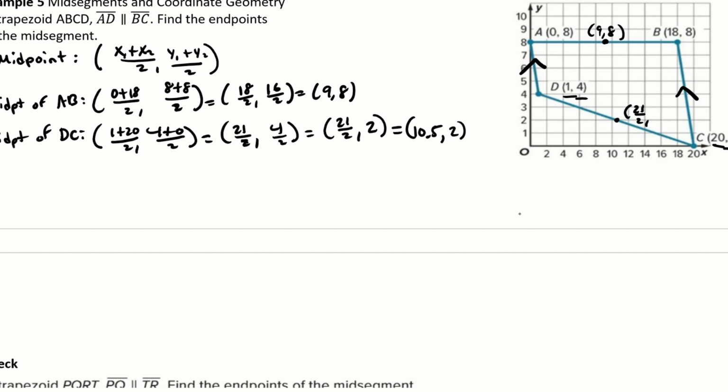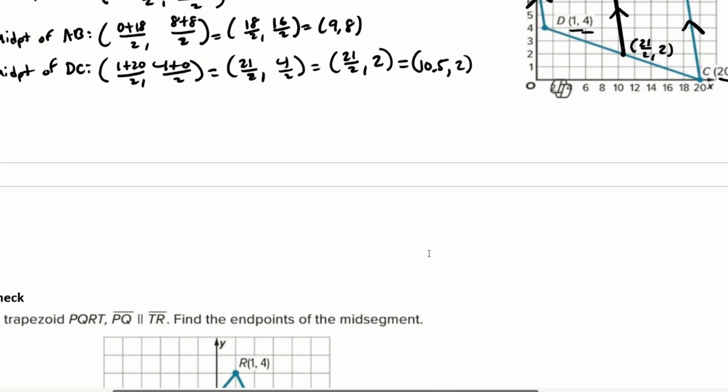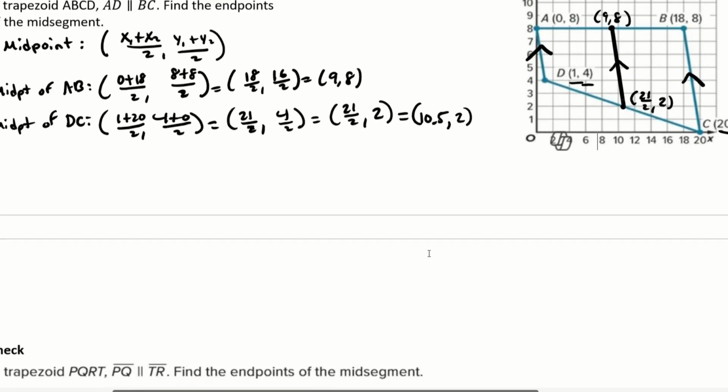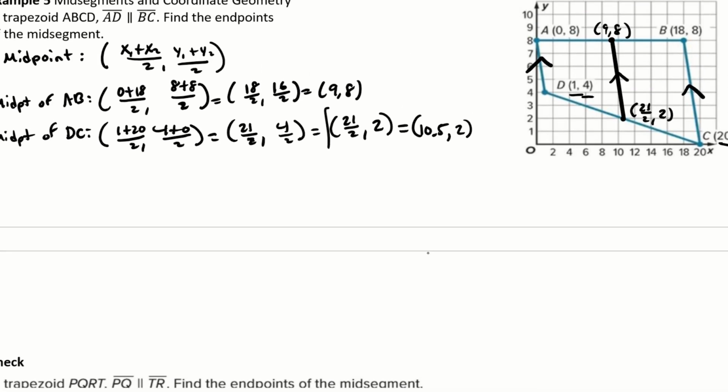Now, if I connect these, oops, let me do that a little bit better. If I connect these two points, well then all of these are going to be parallel. Okay, so then that's my trapezoid mid-segment here. All right, so that's it for that. So they wanted us to find the endpoints. So we got this and we got this for endpoints. All right, go ahead and pause the video and attempt the check.